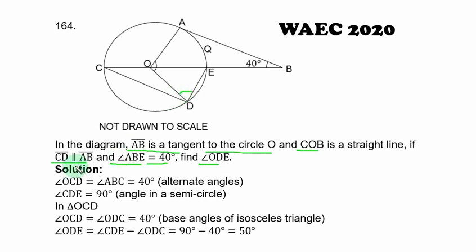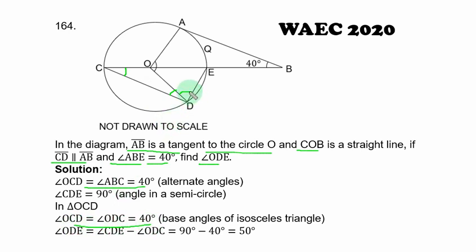Now, we were told that CD is parallel to AB. For that reason, this angle is equal to 40 degrees, alternate angles. Now, OC is equal to OD. That means triangle COD is an isosceles triangle. For that reason, the base angles are equal. If here is 40, here becomes 40. You have it in this form. That is the first case. Then this is what I just said now.